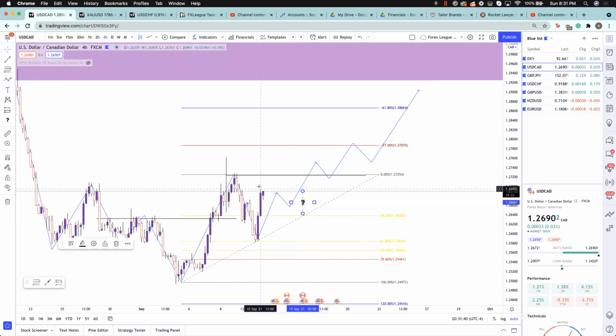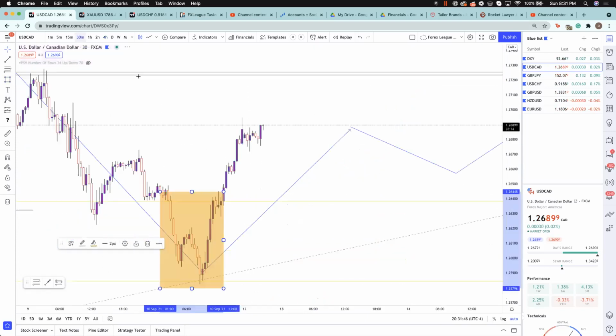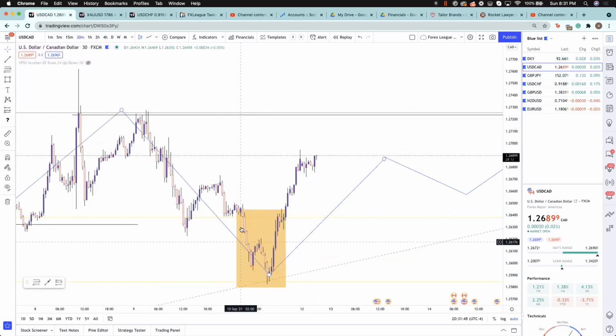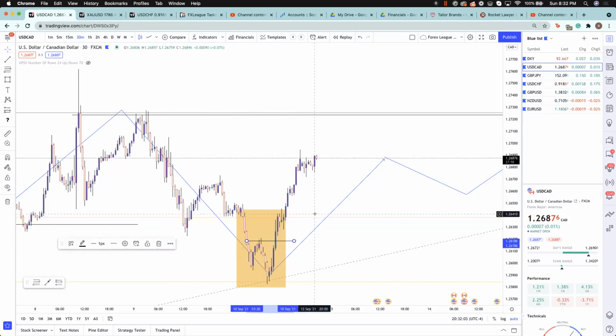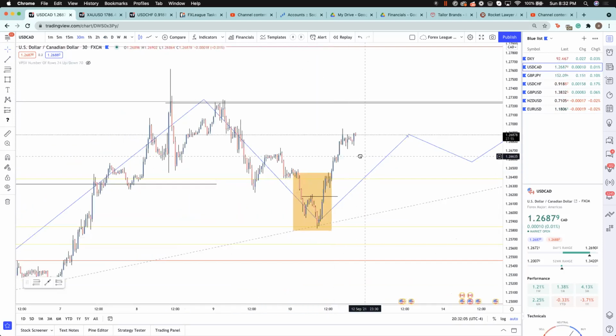So right now we're just waiting for that entry, because if we highlight this and come down to the lower time frame, just like on the weekly, we're seeing a very similar situation here. Price was in a downtrend, and then we broke the downtrend, we broke this lower high, and we're yet to make that first higher low.